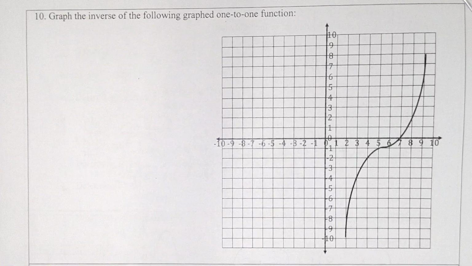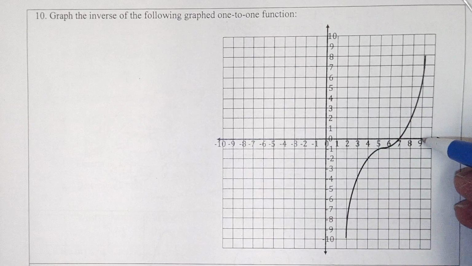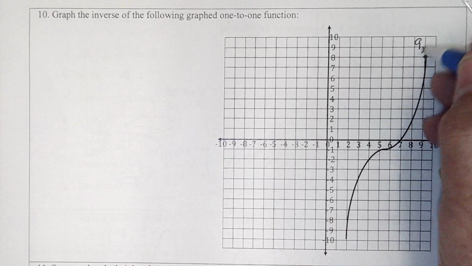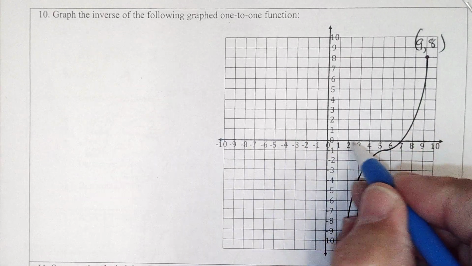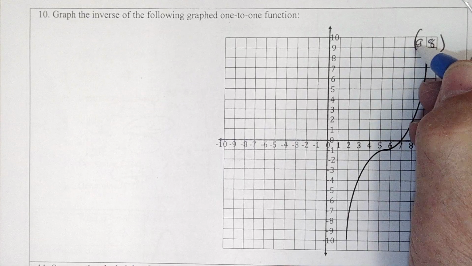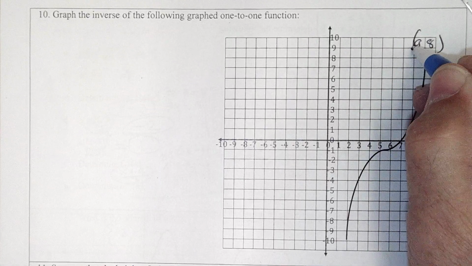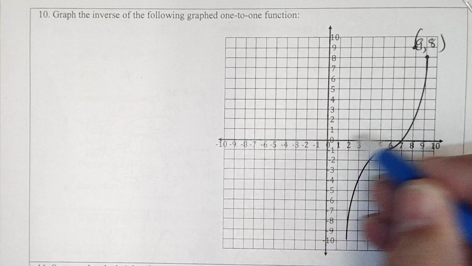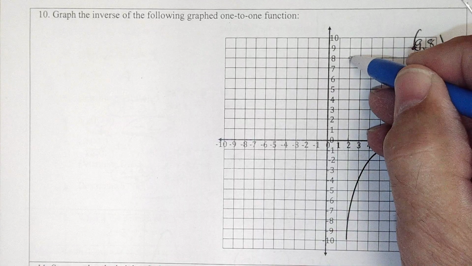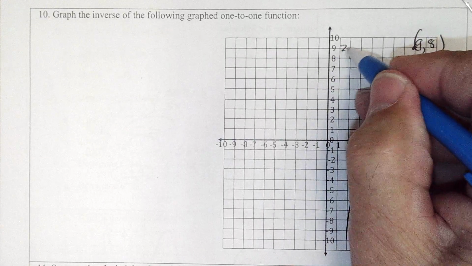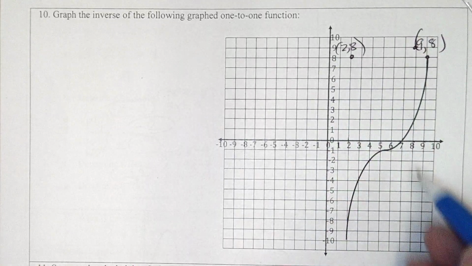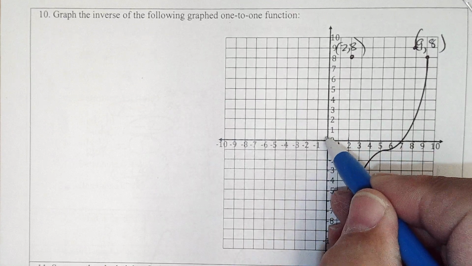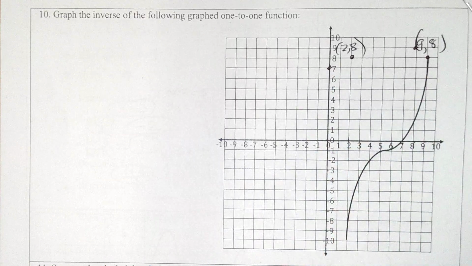Find the inverse. Well, this point right here is 9, 8. So I'm going to graph 8, 9. So this point gets pushed over to there. Here's a nice one. 8, 2. We'll go to 2, 8. There's another one there. That's 7, 0. So that's going to go to 0, 7.